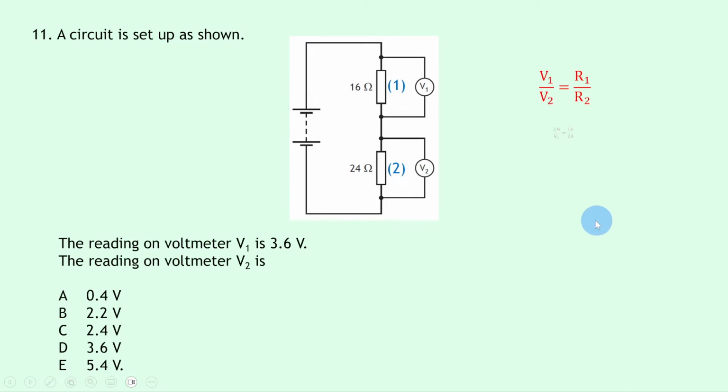And then substituting in our numbers, we have 3.6 divided by V2 equals 16 divided by 24. And then cross multiplying here, we can do 16 times V2 is equal to 3.6 times 24, which ends up giving us 16 V2 equals 86.4. And then to get V2 on its own, we can divide both sides by 16, so doing that in your calculator should give you an answer of V2 equals 5.4 volts, which is the answer E here.